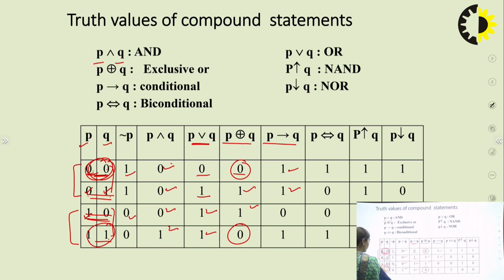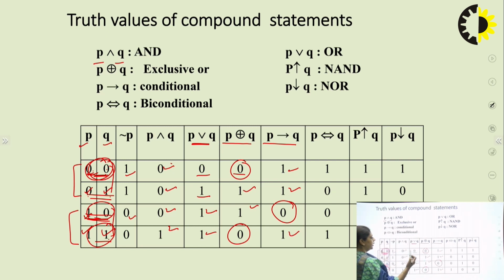In this case, P happened, but Q didn't happen. But the rule for implication is if P is happening, then Q has to happen. But it is false here, so that's why the output is low in this case. Again, P is happening, Q is also happening, 1, right?